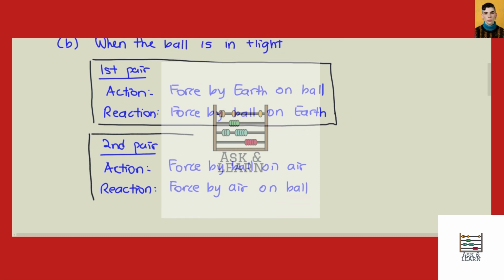Notice that when I label the forces, I always go by force by something on something. This allows us to label the force pairs easily, because once we identify the two objects, we just need to switch the objects when we want to label or identify the reaction force. And that's all for this question.